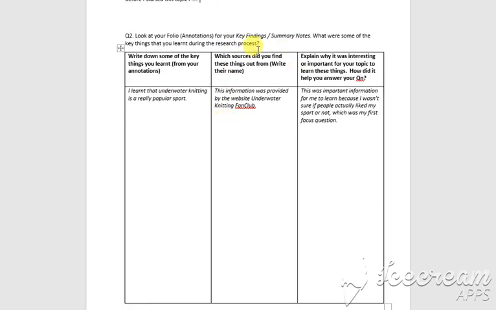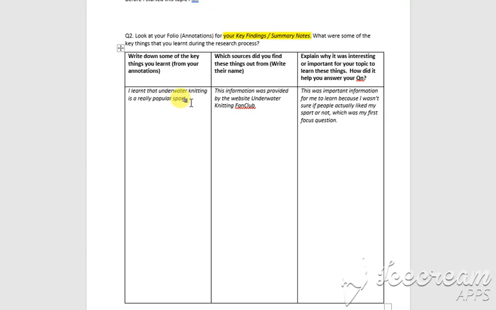Then we're going to look at your folio and go back to that document you produced in term 2. And we're going to use this to guide your thinking. The section that's really useful is your key findings. What were some of the main things you learned? So maybe pause this video and go find your folio, get your annotations, and then we're going to write down some of the stuff that was in there. What did you say you learned?